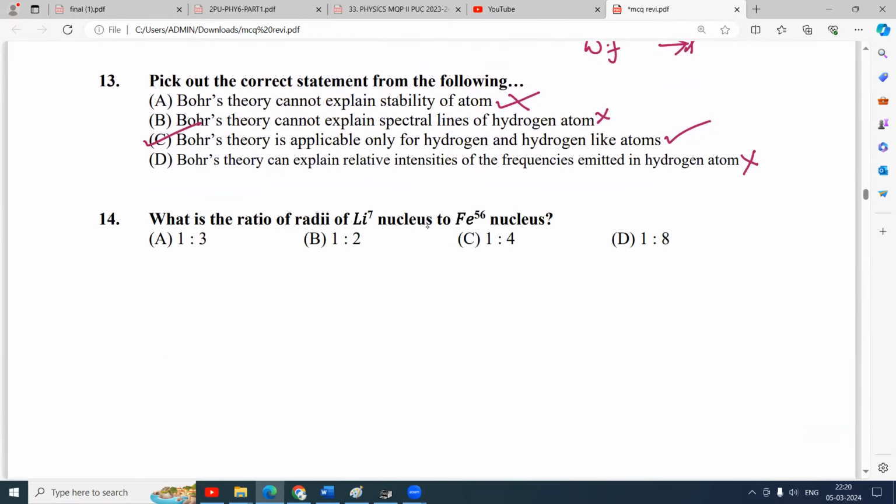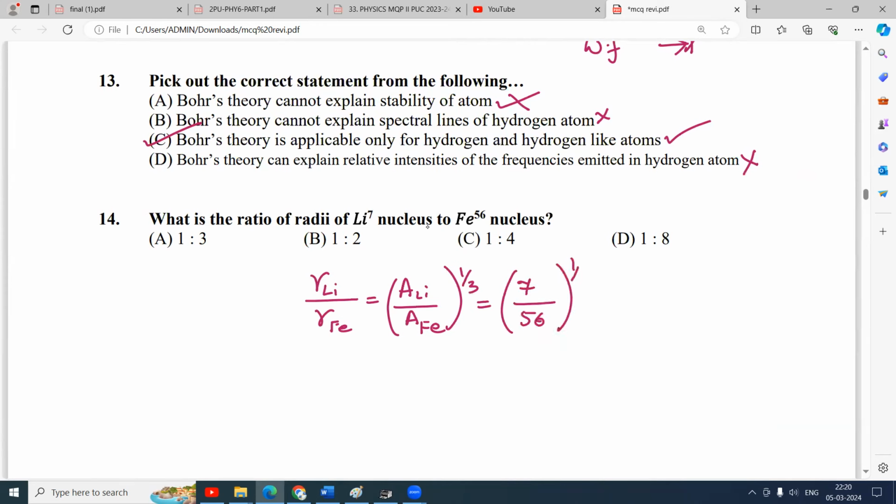Next, what is the ratio of the radii of the lithium nucleus to iron? You know that the radius is proportional to the cube root of the mass number. So the ratio is (mass number of lithium by mass number of iron) to the power 1 by 3. Lithium is 7 and iron is 56, so it is (7 by 56) to the power 1 by 3. 7 eights are 56, so the cube root is 1 by 2.